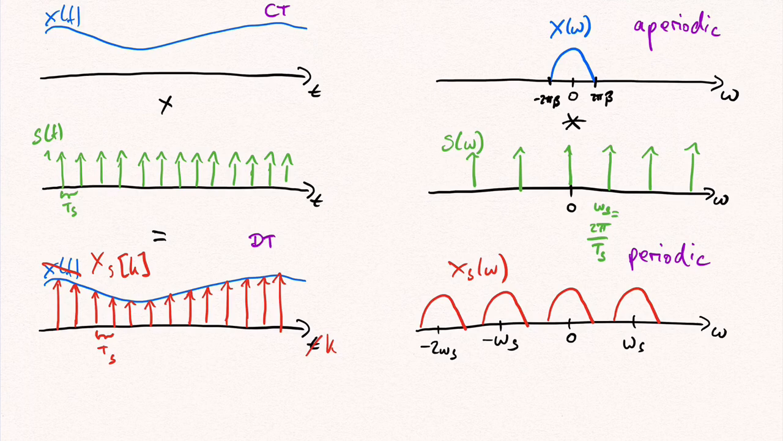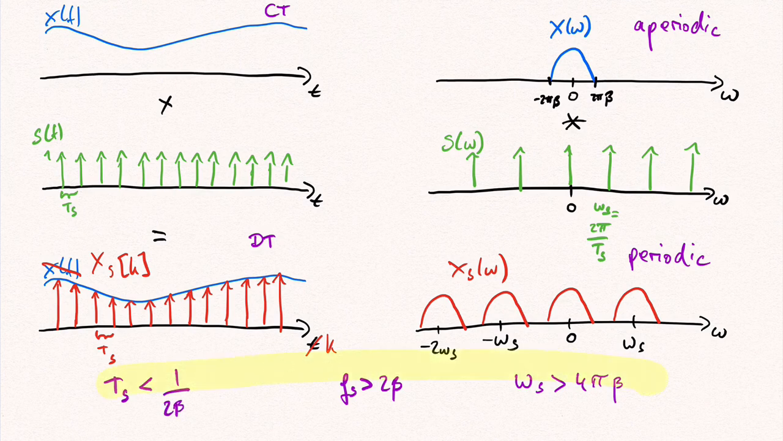Then, in order to make sure that the copies of x of omega do not overlap in xs of omega, omega s has to be chosen twice the band limit of x of omega, hence it has to be greater than 4 pi beta. Or if you prefer the frequency in hertz, then Fs has to be greater than 2 beta. Converting this condition in the time domain means that Ts has to be chosen less than 1 divided by 2 beta. All those conditions are equivalent and they're called the sampling criterion. This is also called the Nyquist criterion.